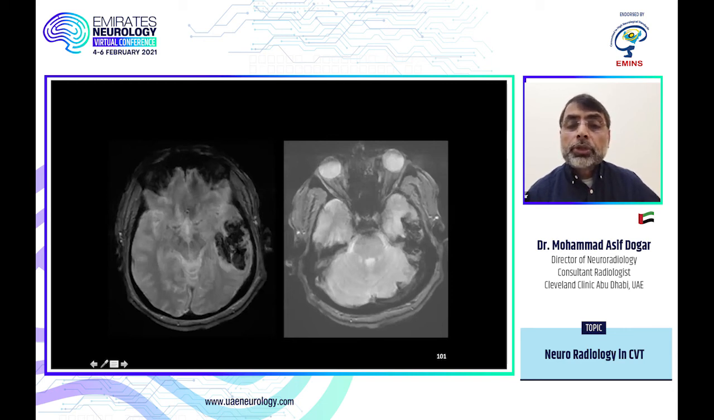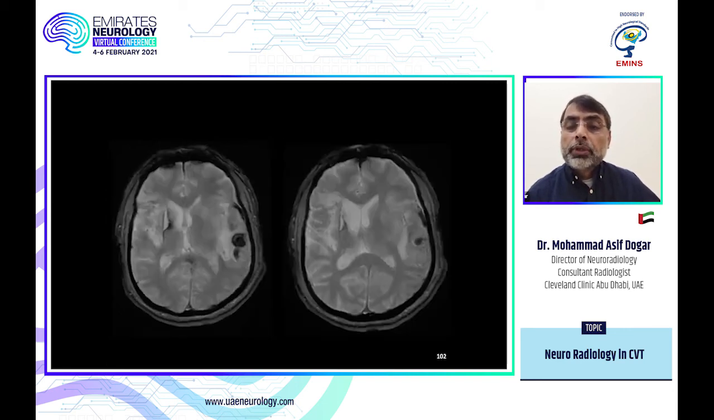On the MRI, on the gradient echo images, we look for a sign similar to the cord sign on CT. See here, the superficial middle cerebral vein. This is hypointense on gradient echo image, so it is thrombosed.